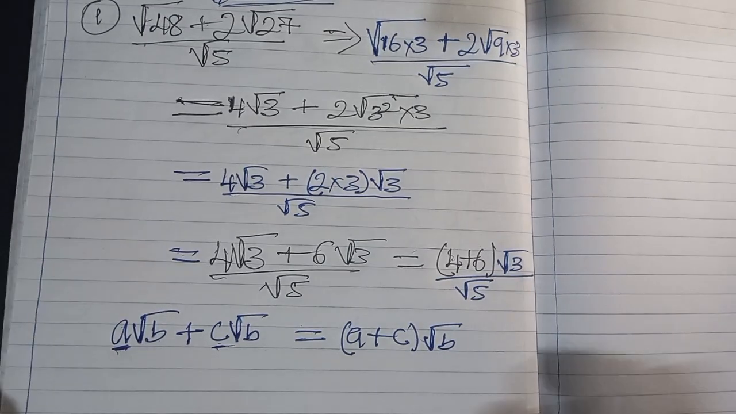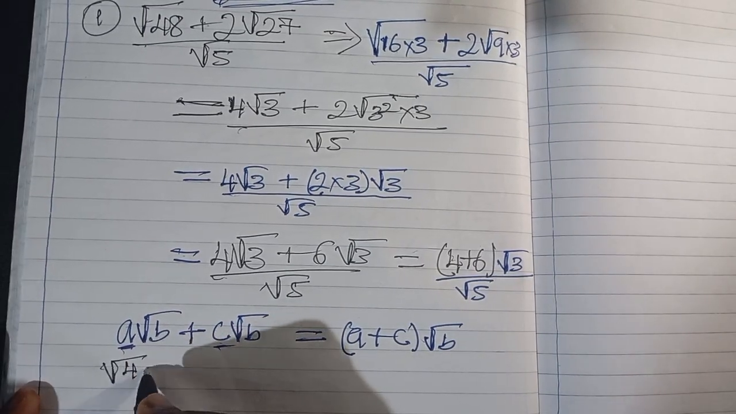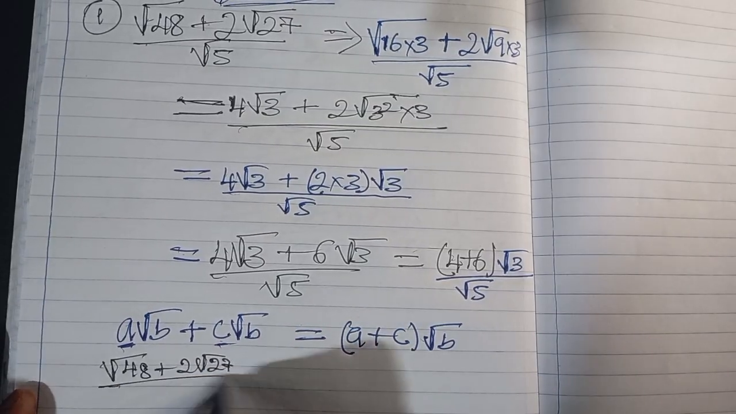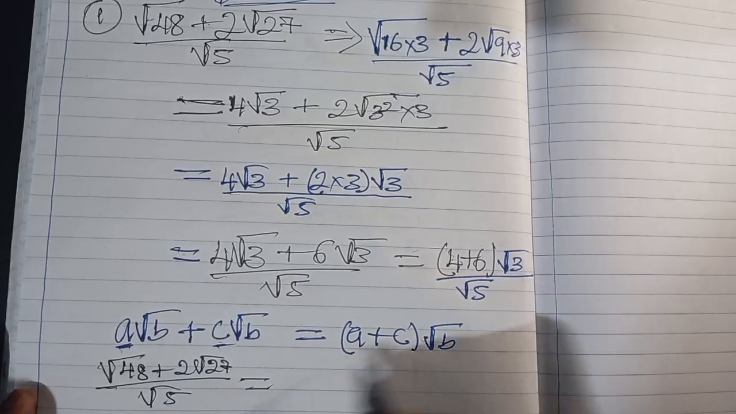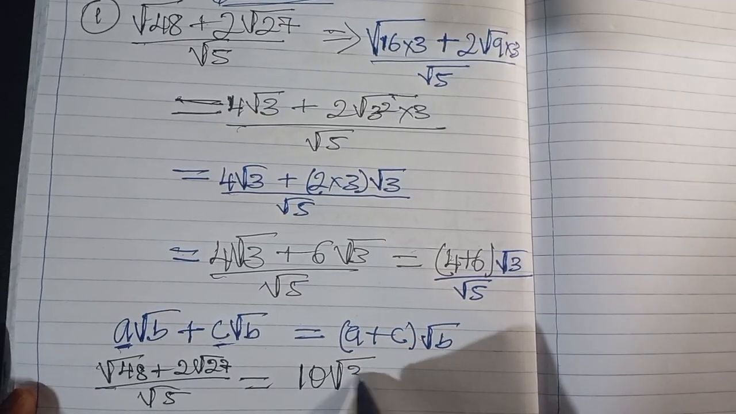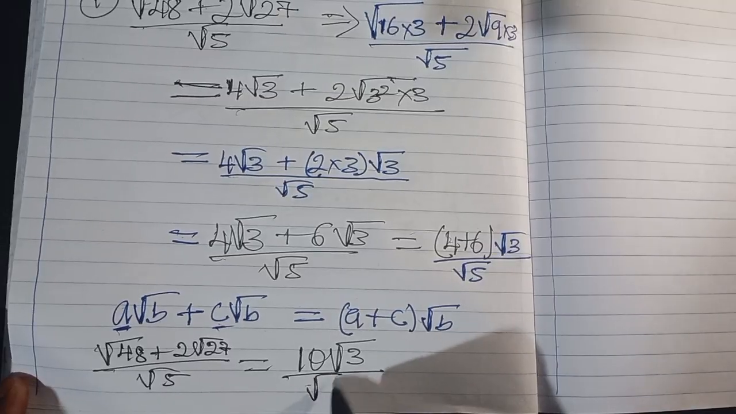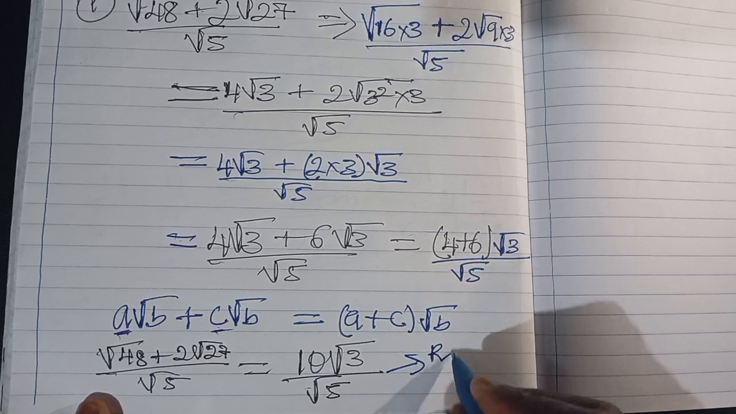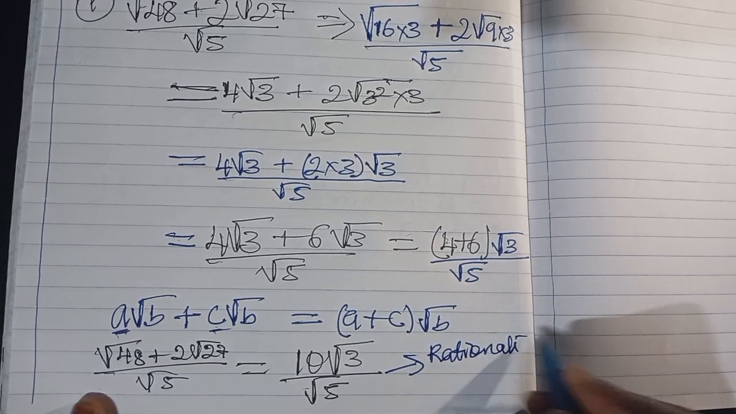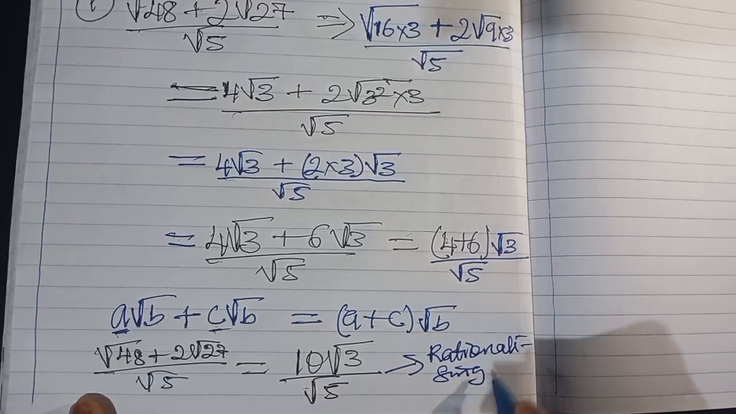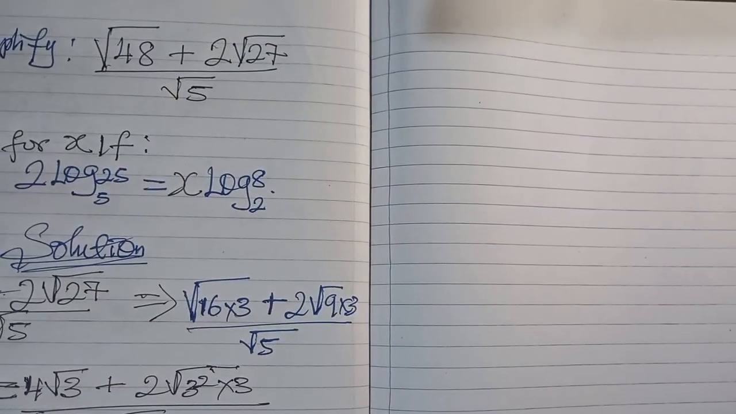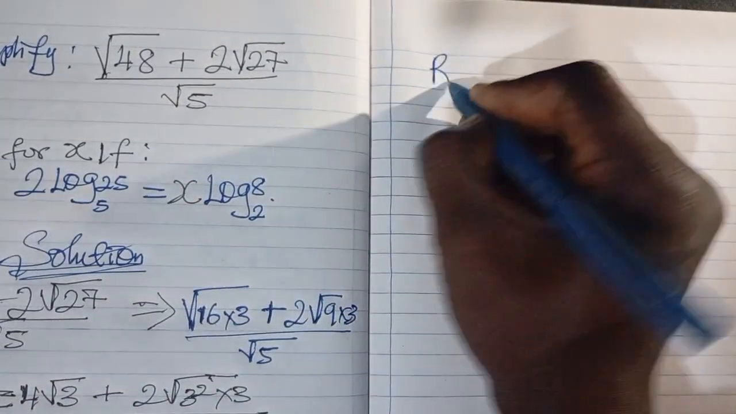Okay, so we are going to have here that root 48 plus 2 root 27 divided by root 5 is equal to 4 plus 6 is 10 root 3, all divided by root 5. This is not the end. We are going to rationalize now, okay? So rationalizing, we are going to multiply by root 5 in both the numerator and denominator to get rid of the radical sign.